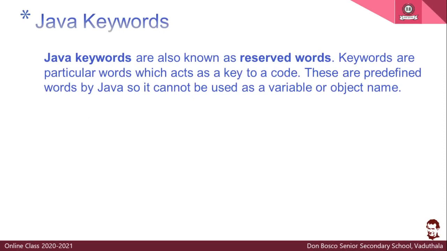Then next one, Java keywords. What is meant by Java keywords? Java keywords are also known as reserved words. Keywords are particular words which act as a key to code. These are predefined words by Java. So they cannot be used as a variable or object name. So each keyword has its own meaning. That is the reason. Okay, and please remember that these are already predefined. Different keywords are there.